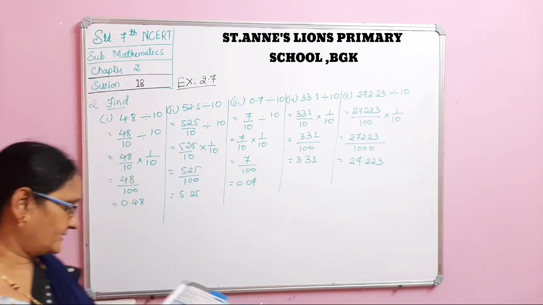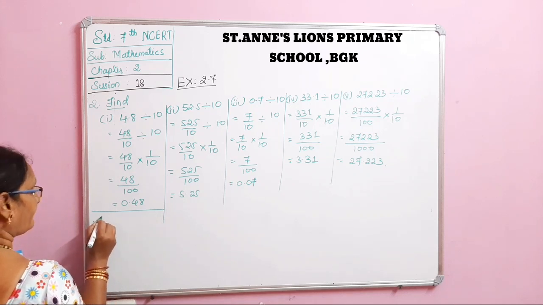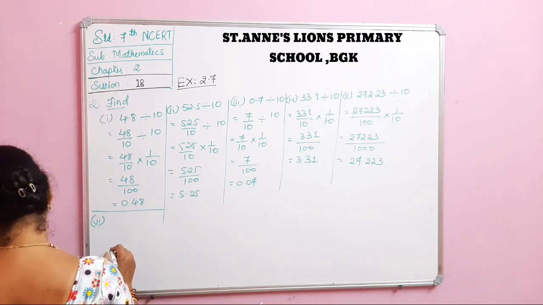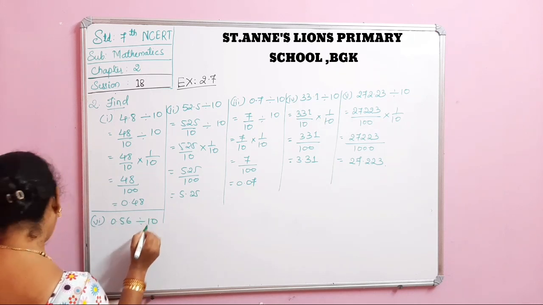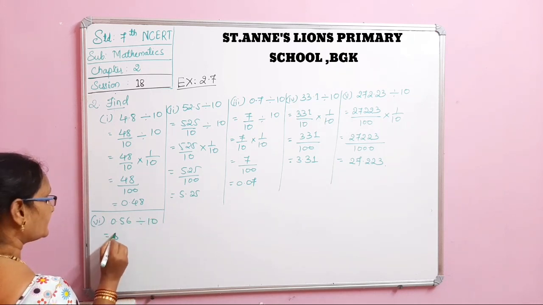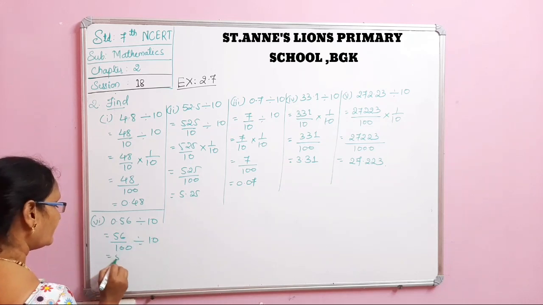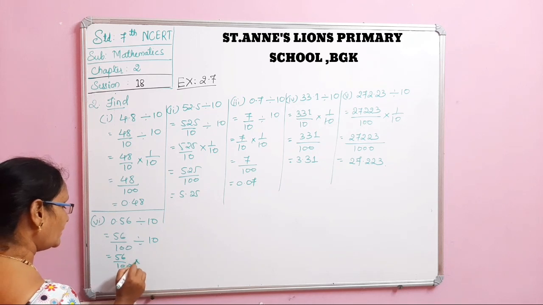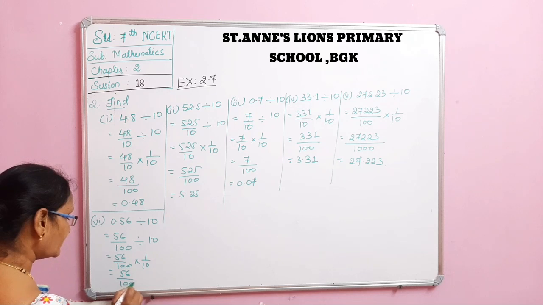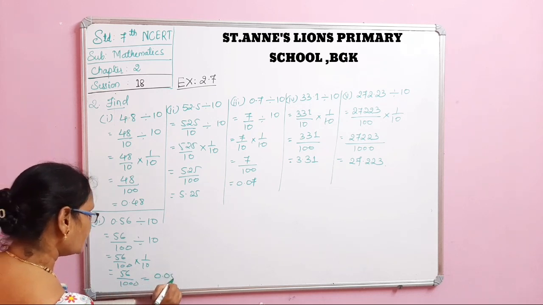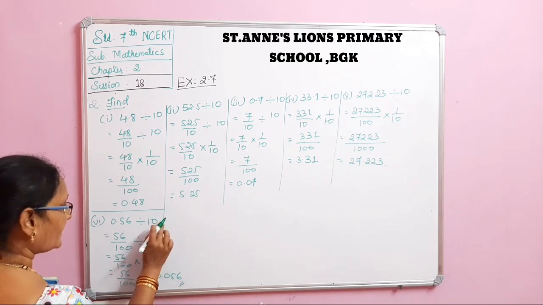Okay. Then next, sixth one. Sixth problem. 0.56 divided by 10. So this is 56 by 100 divided by 10. 56 by 100 into 1 by 10. 56 by 1000 is equal to 0.056. 3 places, here 3 places. This will be the answer.